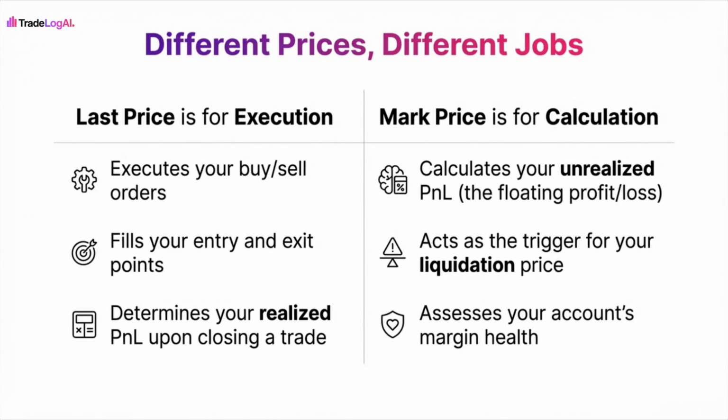Now let's simplify it into one rule. Different prices, different jobs. Last price is for execution. It's the price that actually fills your buy and sell orders. It determines your entry and exit, and once the trade is closed, it's what your realized P&L is based on. Mark price is for calculation. It's used to calculate your unrealized P&L, your floating profit or loss while the position is open. It also acts as the reference for your liquidation trigger, and it's how the exchange checks your margin health.